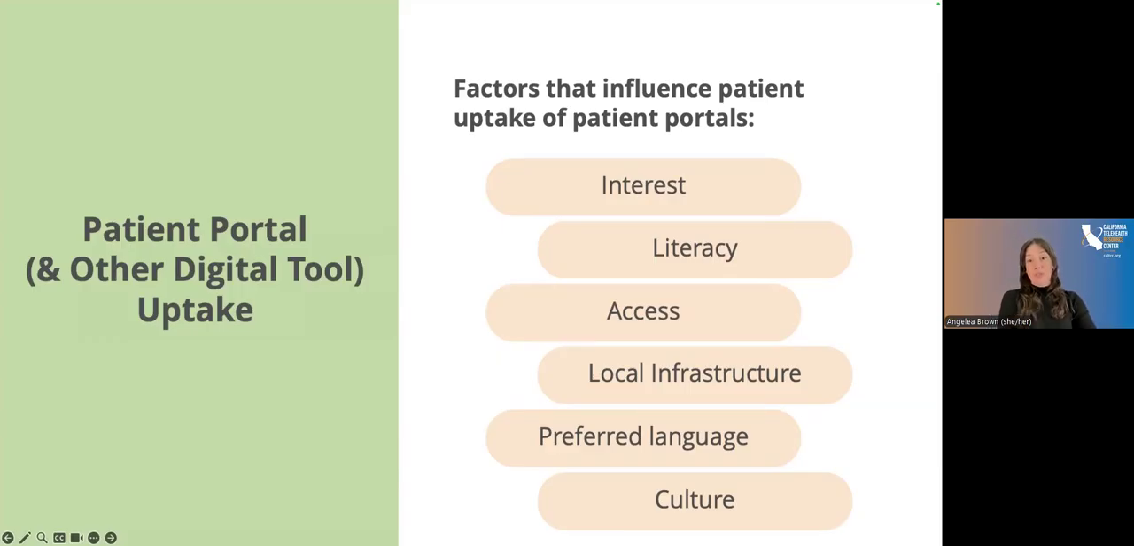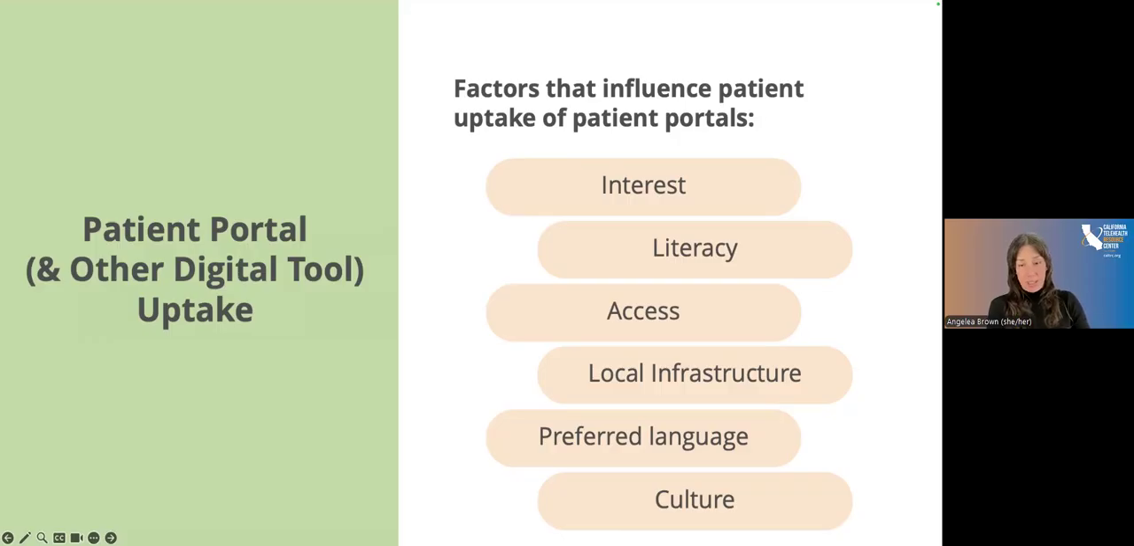So some influential factors can include interests. That may seem obvious, but having the desire and will to use digital health tools is necessary for success. Also consider patient health literacy and digital literacy levels, which we'll talk more about in a bit. Another factor is access to certain essentials such as a smartphone, data plan, and/or reliable internet in the home.